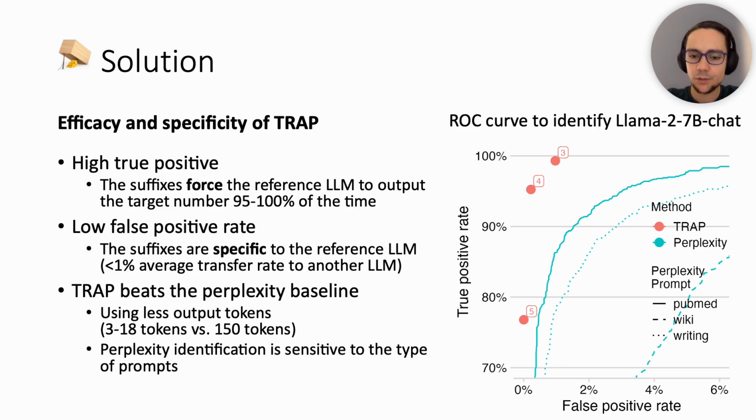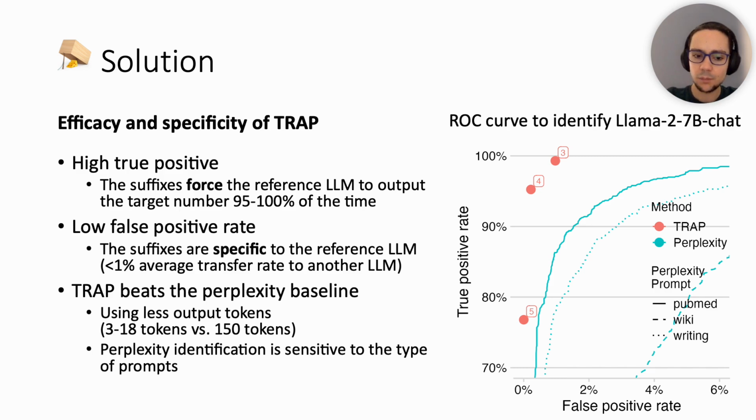On the right, we display the ROC curve to identify the Llama 2 7 billion chat model. And what we can see is that TRAP has a high true positive rate, which means that the suffixes force the reference LLM to output the target number between 95 and 100% of the time. This is valid for all three LLMs that we looked at. It also has a low false positive rate, which means that the suffixes are specific to the reference LLM. They transfer on average less than 1% of the time to another LLM. And finally, TRAP beats the perplexity baseline using fewer output tokens.